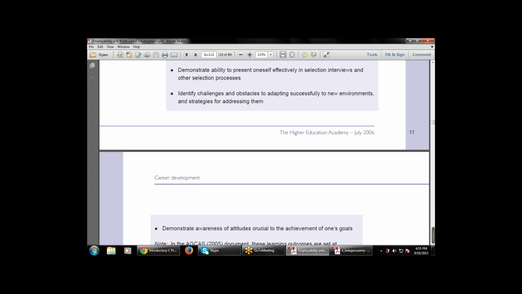for addressing them. Then demonstrate awareness of attitudes crucial to the achievement of one's goals. That is, identify or demonstrate what are the various attitudes that are crucial to the achievement of one's goal. That is, demonstrate the awareness of the attitudes used for the achievement of the goals.